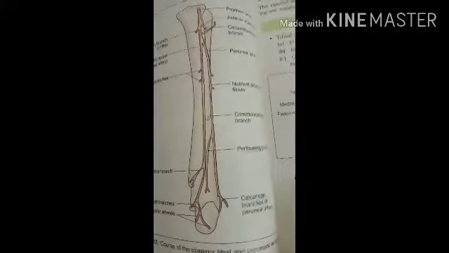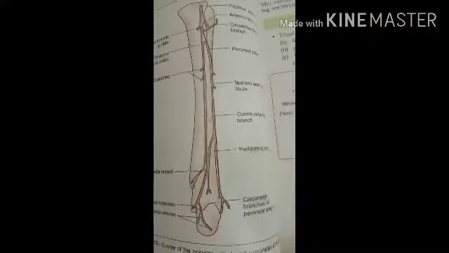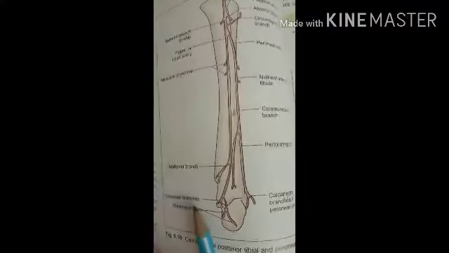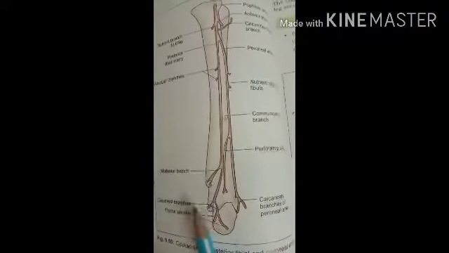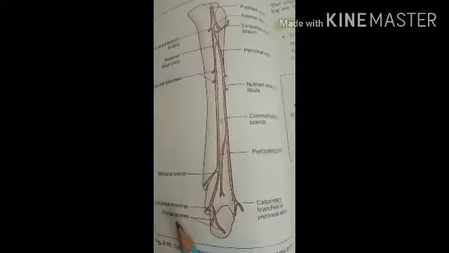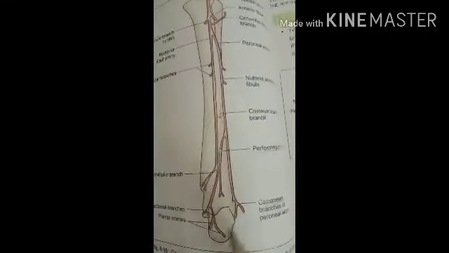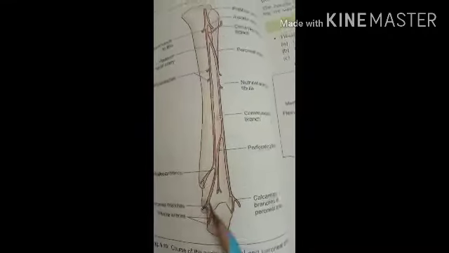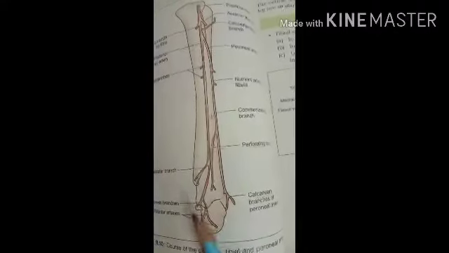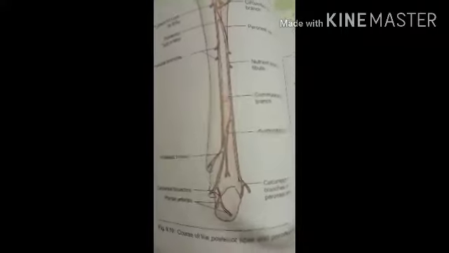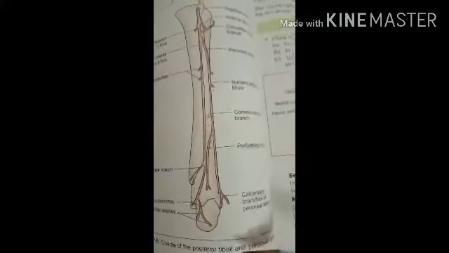And the next one is the calcaneal branch. So here you can see this is the calcaneal branch. Okay, so the calcaneal branch anastomoses with the other arteries in this region and forms the network around the ankle joint. Okay, and the last one is the terminal branches.